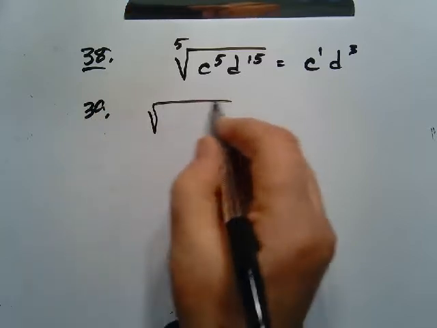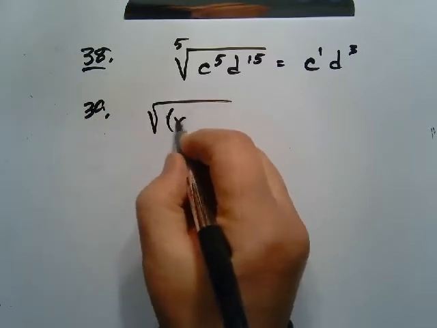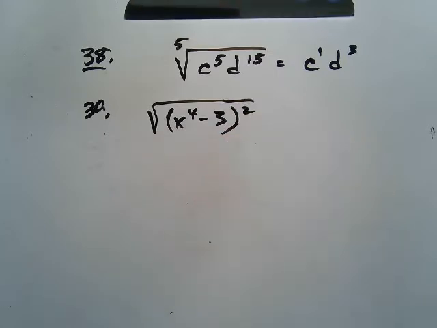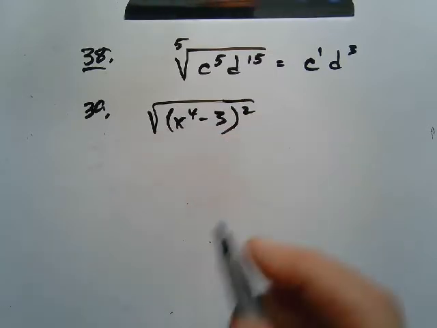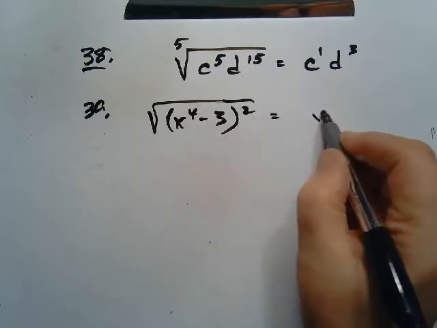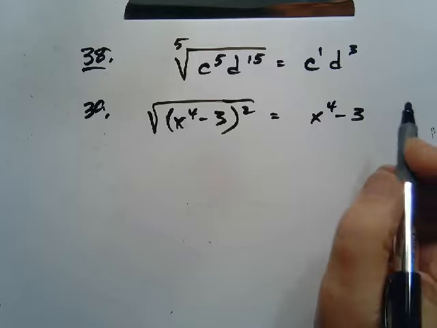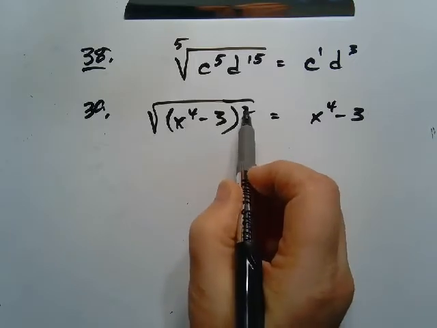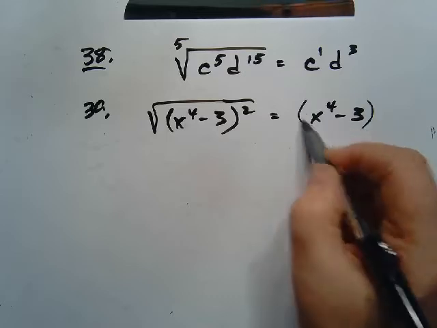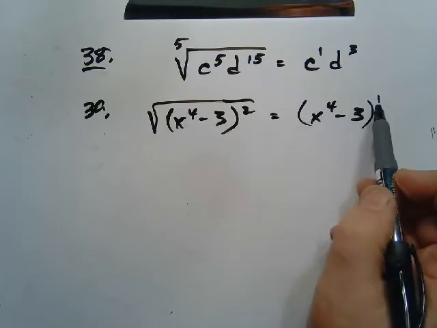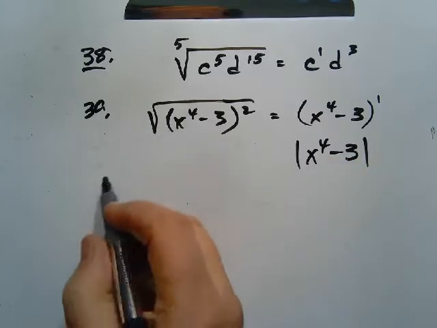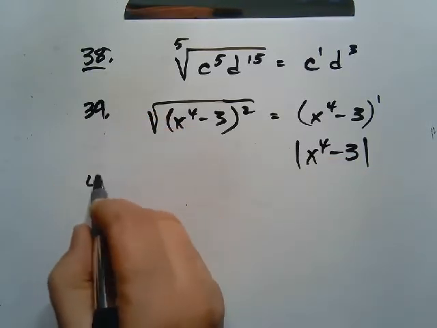Number 39, square root of x to the 4th minus 3, quantity squared. And once again, a square and a square root undo each other. So this is actually x to the 4th minus 3. However, the exponent started out even and ended up odd. Right here, see it's odd, you don't see it, but there's an odd here. Started out even and ended up odd. That means our answer has to have absolute value on it. Okay? Just bear in mind that's an easy mistake for people to make.